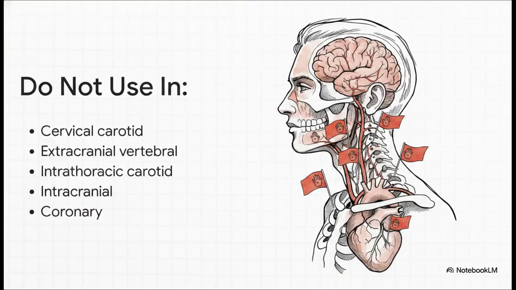And while we're talking about exceptions, let's quickly rattle off the anatomical red flags where these specific arterial codes simply do not apply. Never use 37236 or 37237 for stents in the cervical carotid arteries, extracranial vertebral arteries, intrathoracic carotid arteries, intracranial arteries, or coronary arteries. Those regions have entirely different coding pathways, so definitely keep this exclusion list handy.